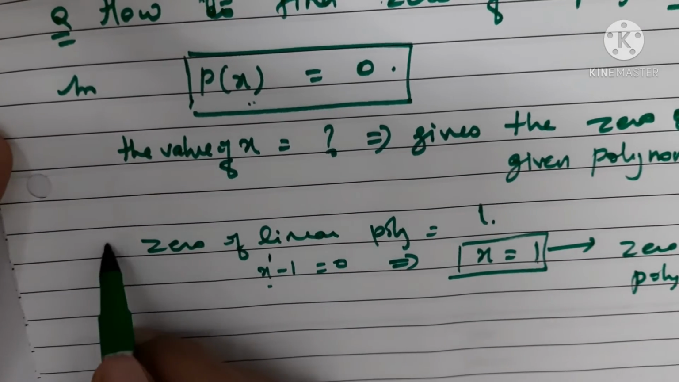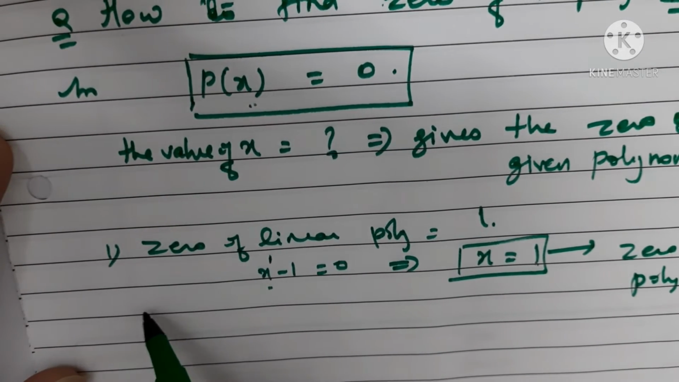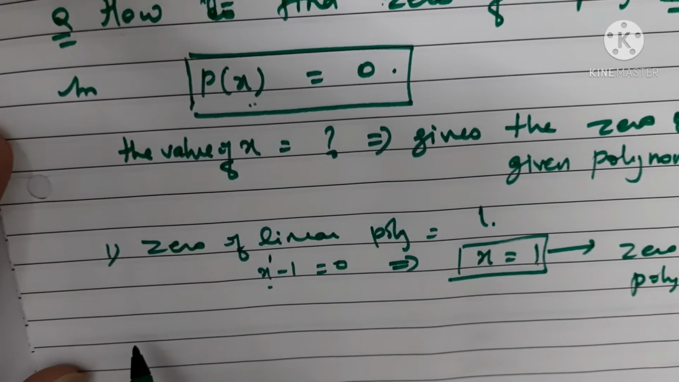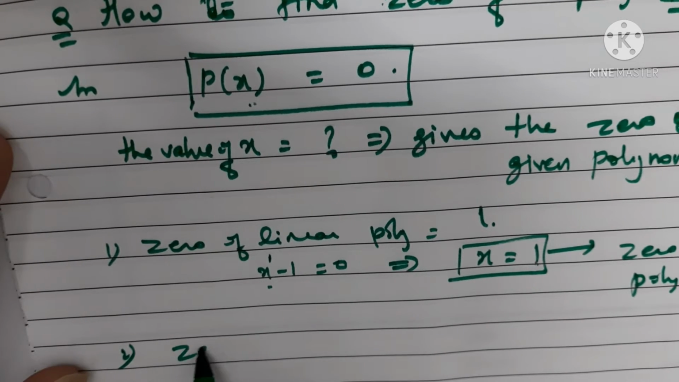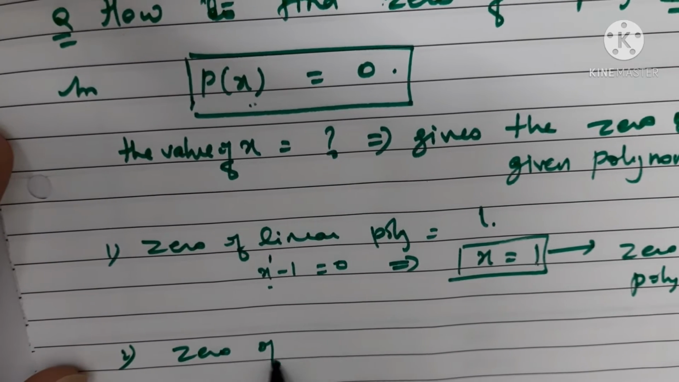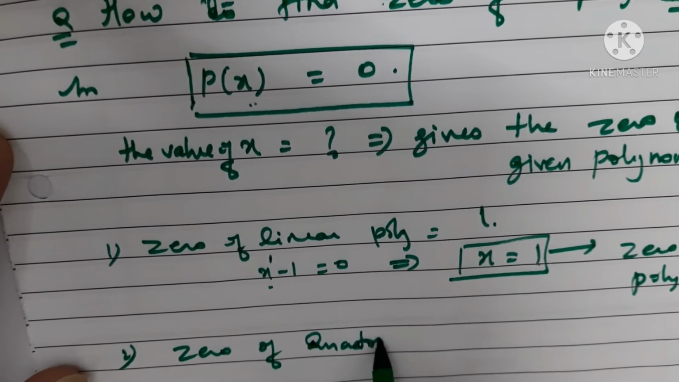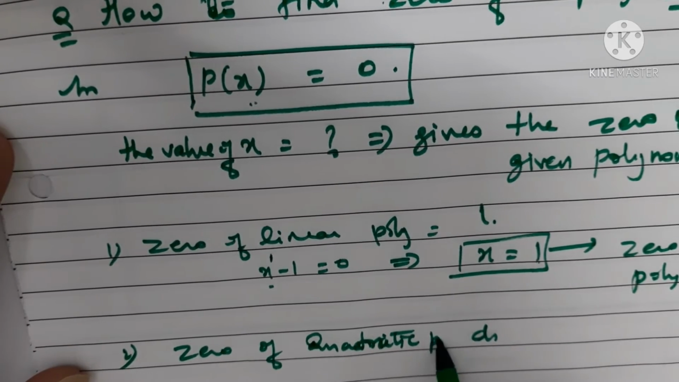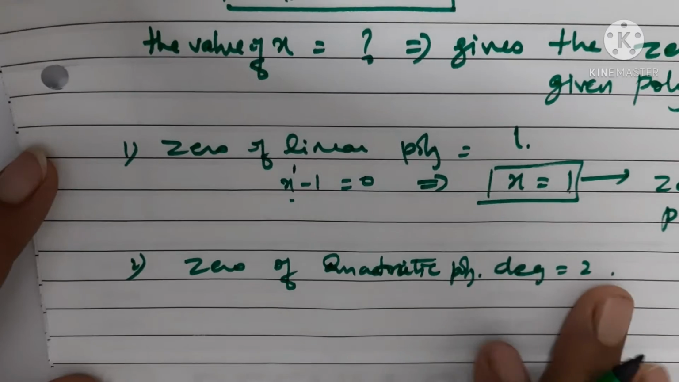Okay, now this was the second point, and we have done the same thing with the example we have seen here, and one more example we have taken. Now what about the zeros of quadratic polynomials? As we have told you, quadratic polynomials are the polynomials with degree 2.